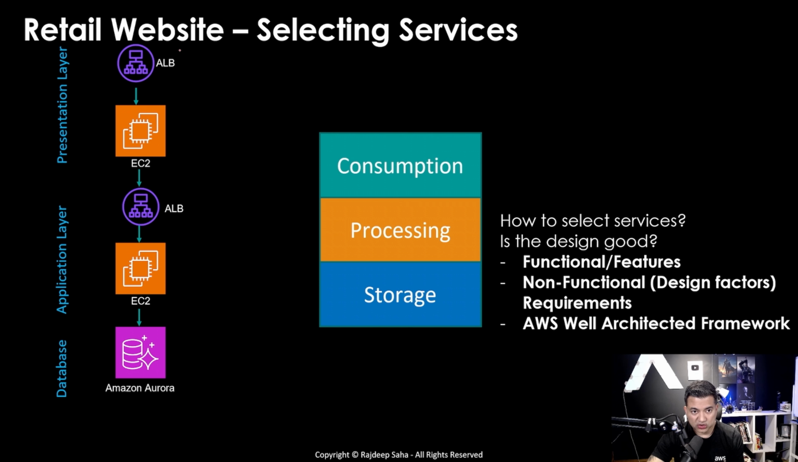Users will consume the website using this application load balancer and this EC2. So this is the consumption layer. The processing layer is here. The traffic coming through ALB gets processed in EC2, and the storage is Amazon Aurora.